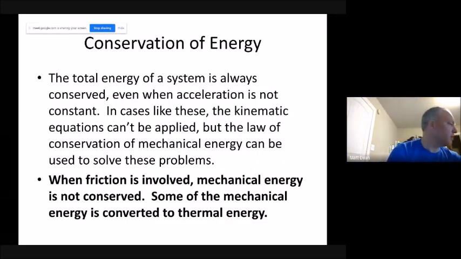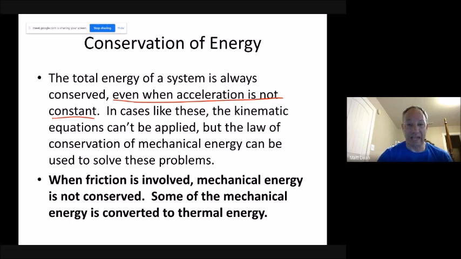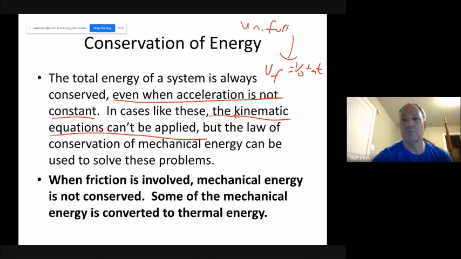All right, the last couple of things I'll talk about, we'll try to end this here in about 5 minutes or so. The total energy of a system is always conserved. It's the law of conservation of energy, the first law of thermodynamics. That's even when acceleration is not constant. Now, in cases where the acceleration isn't constant, you can't use the kinematic equations. Those kinematic equations, like vf equals vo plus at, only work with uniform, constant acceleration. But the law of conservation of mechanical energy can still work. It always works.